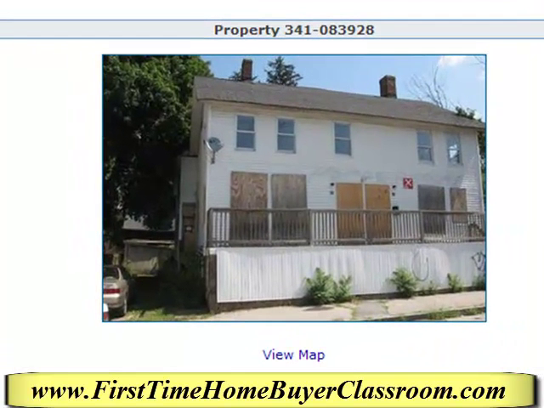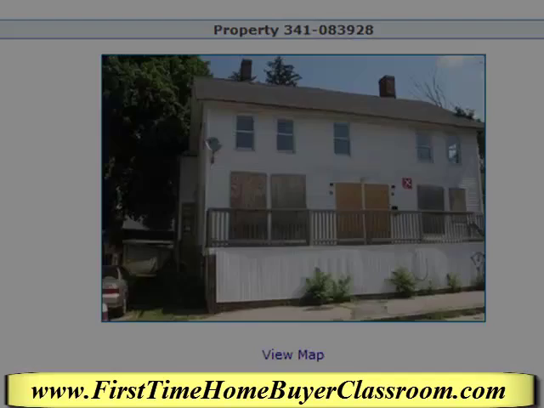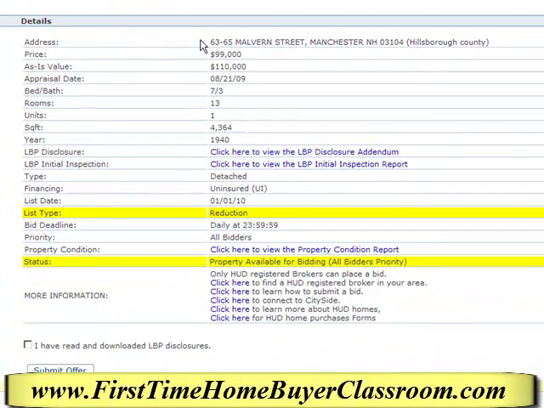Now it gives you the address. The address is letting me know that this is a multi-family building for under $100,000. We're buying it for $99,000. It's 7 bedrooms, 3 bathrooms. So this property is probably a 3-unit property. It's got 13 rooms. The square footage is 4,364. It was built in 1940. Now, you'll notice that this particular property is not available for what looks like FHA financing.